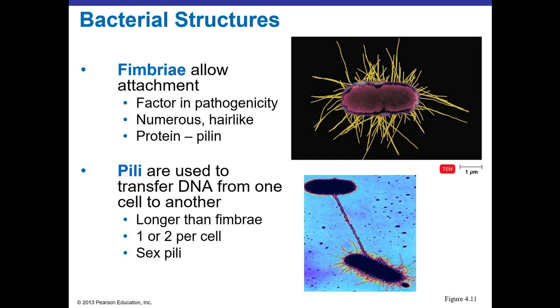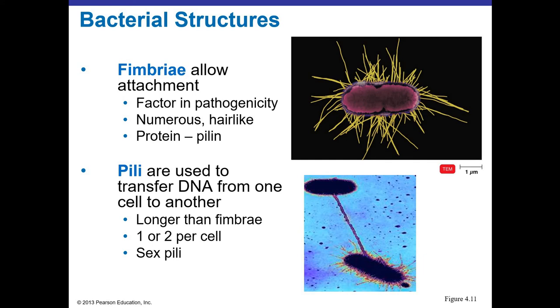In the bottom panel, we see pili. Pili are used to transfer DNA from one cell to another. So there usually are only one or two, and they're much longer. In the picture, you can see it forming this channel, this connection between two bacterial cells, and it may allow it to pass genetic material from one to the other. Maybe it is even able to give it genes that allow it to be resistant to an antibiotic. For that reason, because of the genetic recombination, these are often referred to as sex pili.